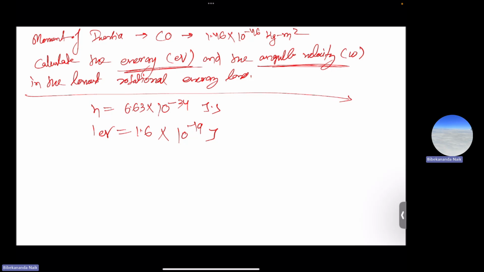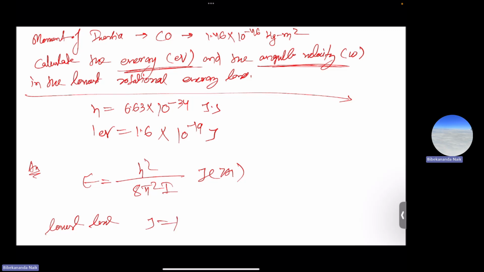So we know the expression for energy of a rotating diatomic molecule is given by E equals h square by 8 pi square I into j into j plus 1. So for the lowest level j is 1, so j into j plus 1 is 2. Now E for j equal to 1 will be h cross square by 4 pi square I.